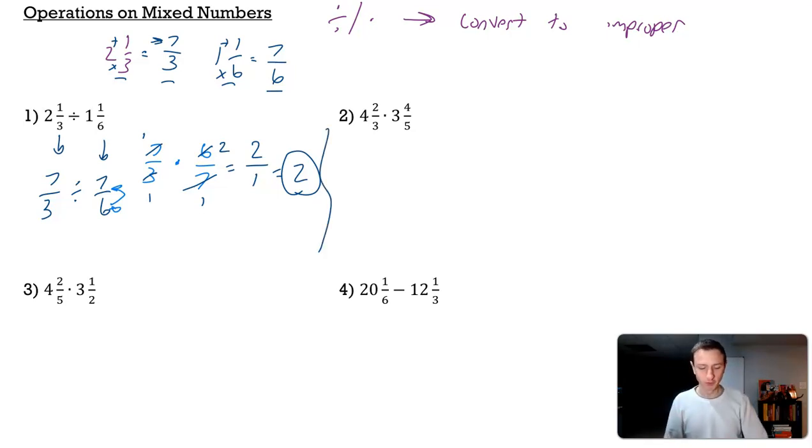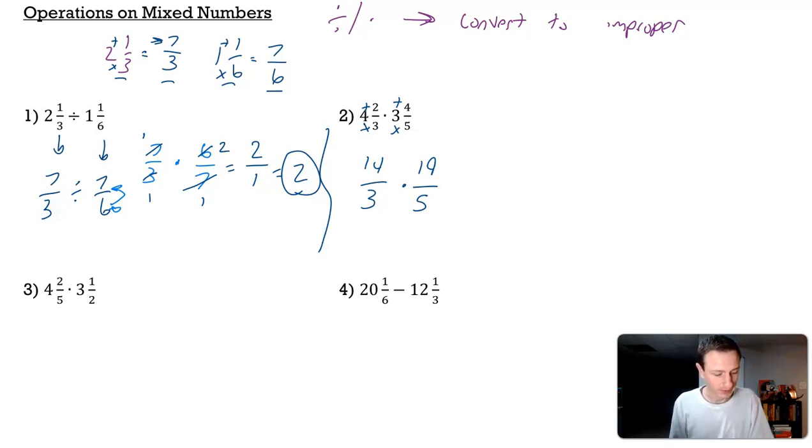And number 2, 4 and 2/3 times 3 and 4/5. So converting, 4 times 3 is 12, plus 2 is 14 over 3, times 5 times 3 is 15, 15 plus 4 is 19 over 5. And unfortunately, I'm not seeing anything that can simplify at all. I don't think. Let me see. 3 times 4 is 12. 12 plus 2 is 14. Yep. Just making sure that I did all that math. Yeah, no, nothing simplifying at all.